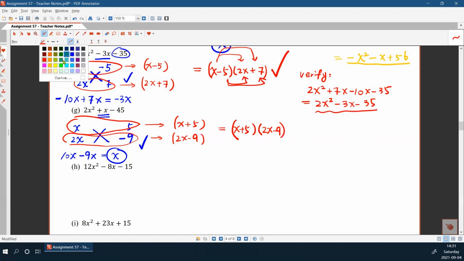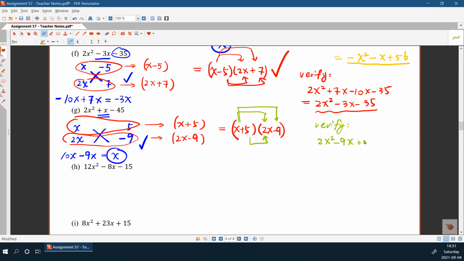Okay, again, it's better to verify our result by just expanding the factored form. So first of all, 2x squared. Next, x by minus 9 is minus 9x, and then plus 10x, and then minus 45, right? Which gives you 2x squared plus x minus 45, which is exactly the same as the original expression. So that means our factoring here is correct.